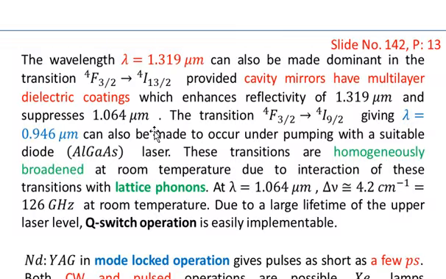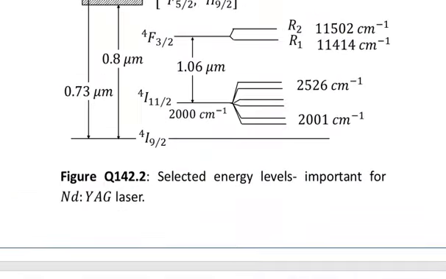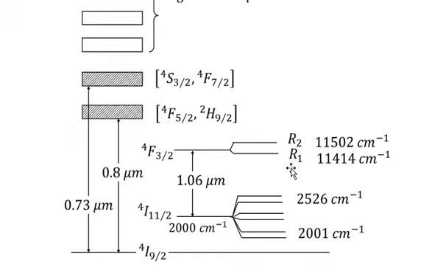But for that, you need to use a pumping source such as an aluminium gallium arsenide laser, because this source will pump the R1 level only. So this R1 level will be pumped, and population inversion will be achieved for the R1 level, and then the R1 level will decay to the 4I9/2 level, and then will emit 0.946 micron wavelength.